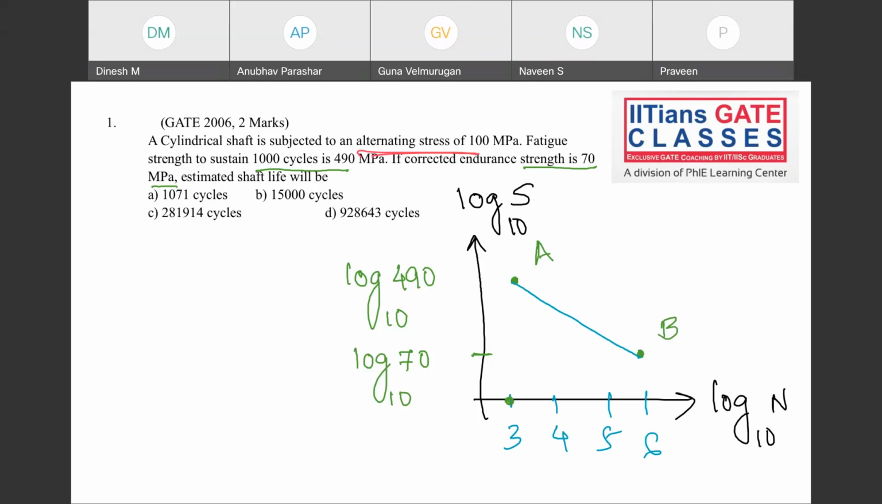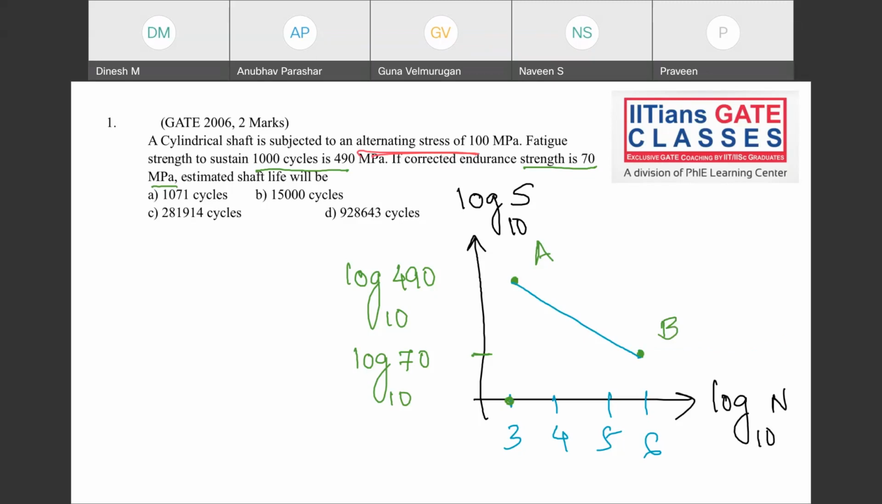Now what we are going to do is join these two points. Right? So we have the SN curve. After point B, it is parallel. After point B, no problem. It is parallel. So this is how we are going to plot the SN curve. Okay, SN curve is done. We have the SN curve.